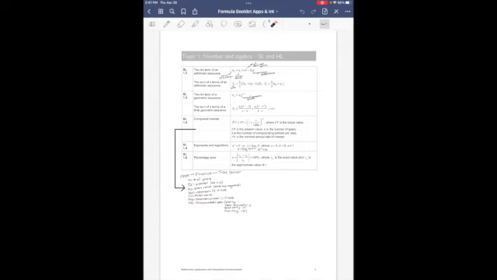Don't just leave it out, because if you leave it out, there's a chance that they'll think you forgot it, and then you could lose that point.